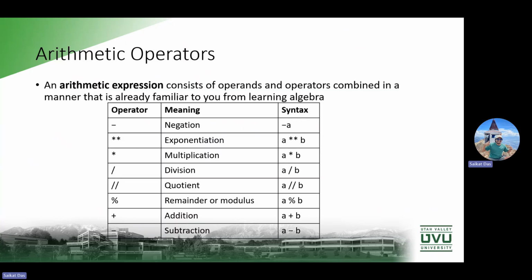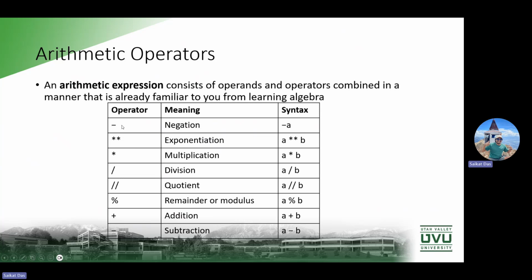If it is like 4 divided by 4 modulo 2, it is like a 0. So this is called the modulo operator. This is the new one.